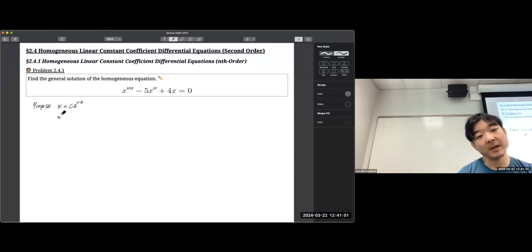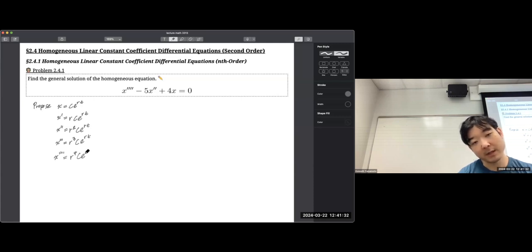And then x prime is equal to R CE to the RT, because you're just using the chain rule. The R pops out. X double prime will be R squared CE to the RT. X triple prime will be R cubed CE to the RT. You see how the chain rule is just popping out an R each time. And then x quadruple prime will equal R to the 4th CE to the RT.